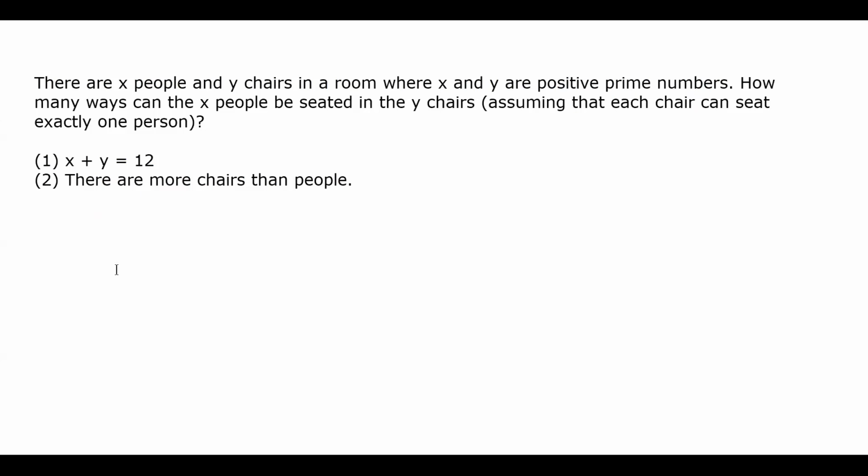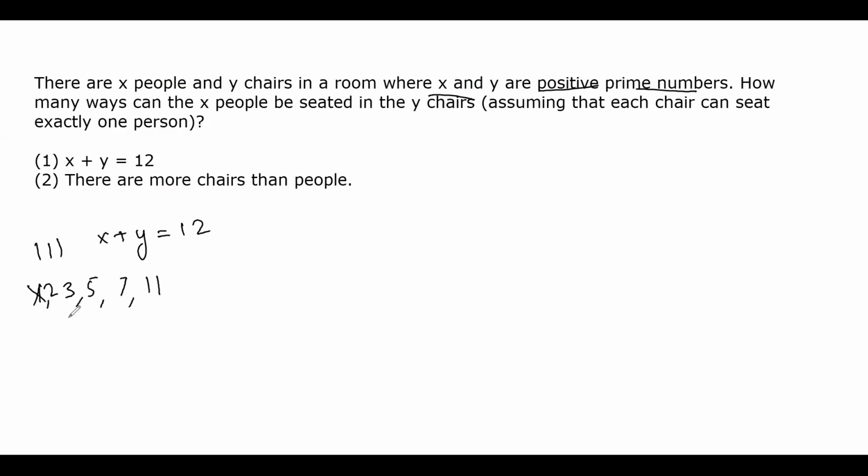Okay. So it says that x and y are positive prime numbers. So x plus y is 12. So what are the prime numbers less than 12? 1, 3, 5, 7, 11, right? So 1 is a prime number. 1 is not a prime number. Sorry about that. 2, 3, 5, 7, 11.